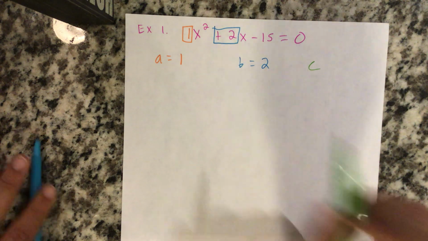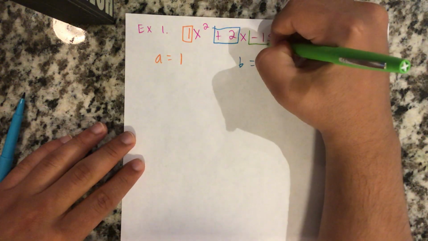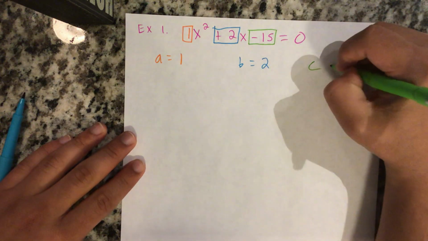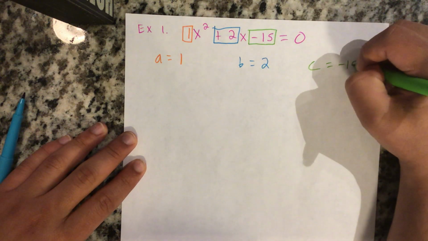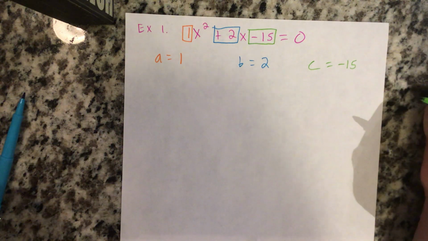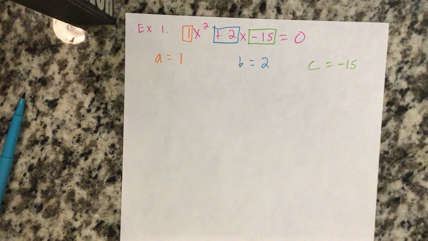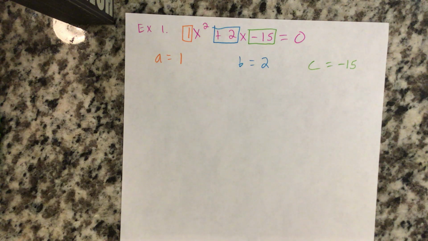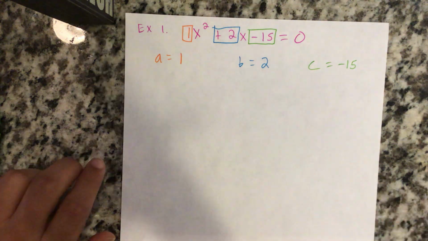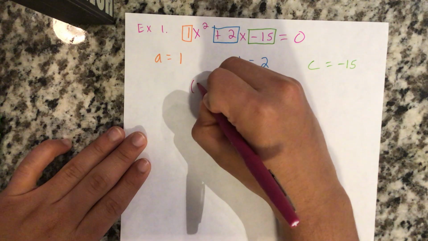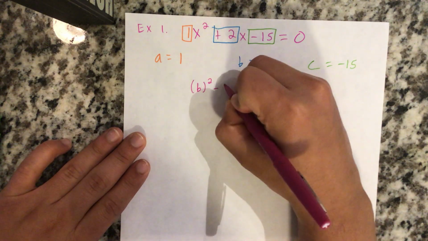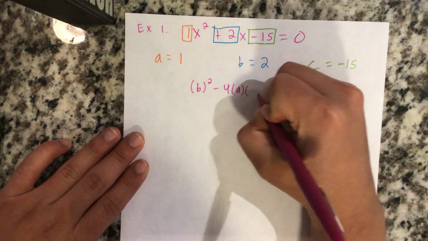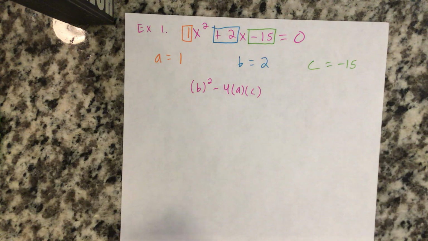And then C, it's the constant, whatever's in the back. So here it is minus 15. So my C is negative 15. Here's where you really need the sign, okay? So I have my A, B, and C. Now I'm going to plug all of this into the discriminant formula. So the discriminant formula, remember, we have parentheses B squared minus 4 parentheses A parentheses C, okay? It seems like a lot to put the parentheses, but it makes it a lot easier later on, okay?